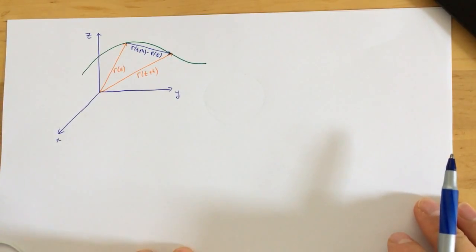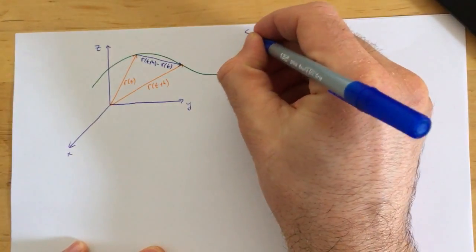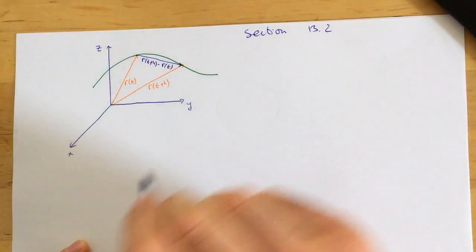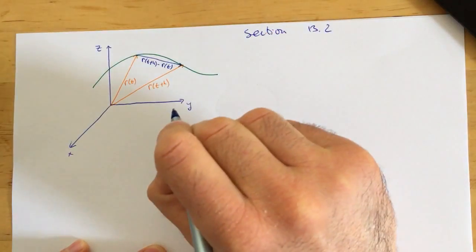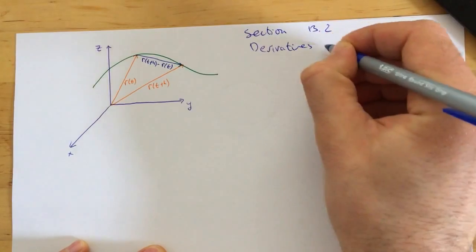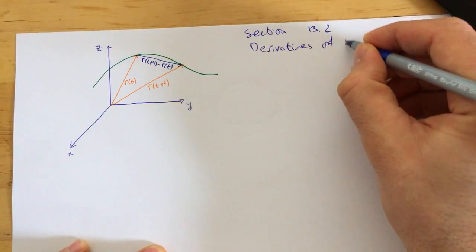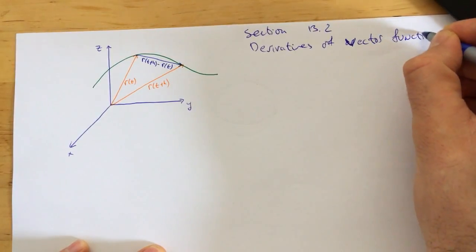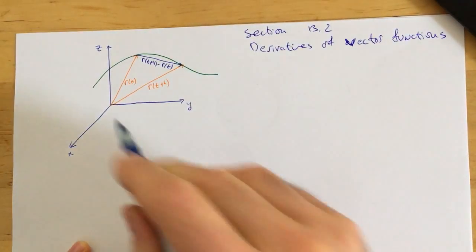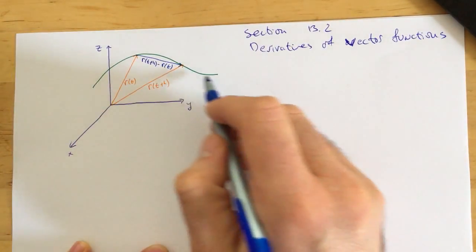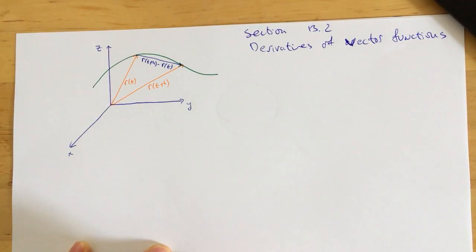Okay, so the first thing that we want to define, in section 13.2, are derivatives of vector functions. Okay, so what did we say? We have a space curve in three dimensions, x, y, and z axes. Let's say the space curve is called C, defined by a vector function r of t.